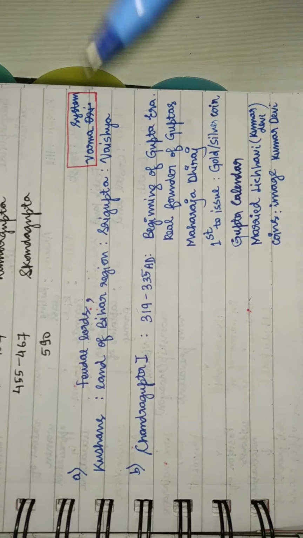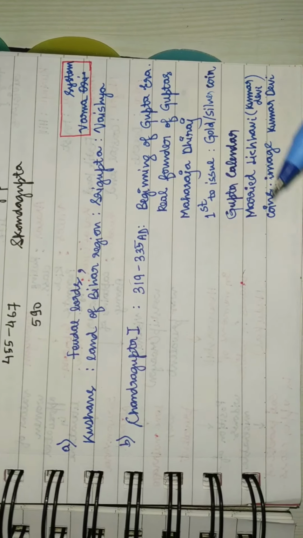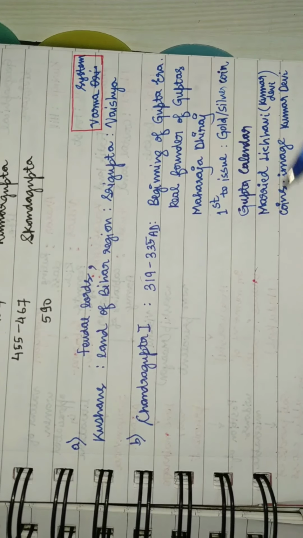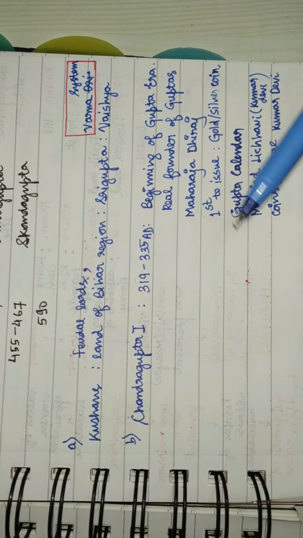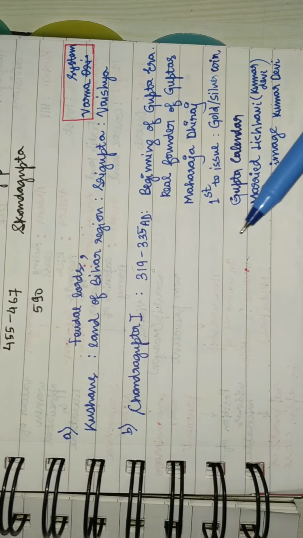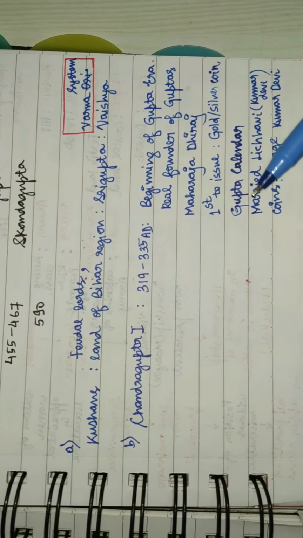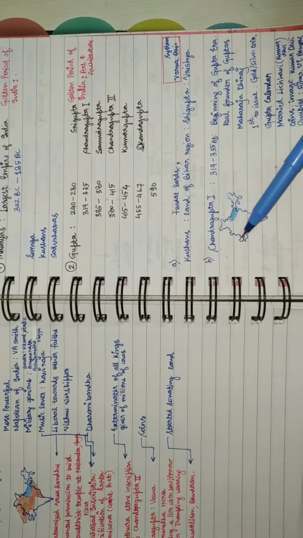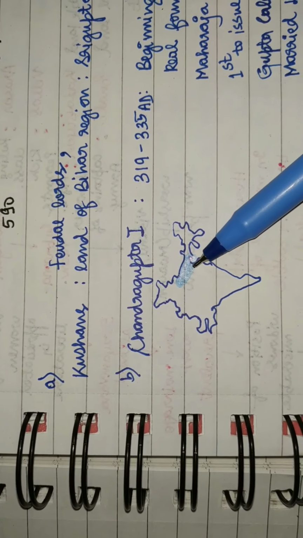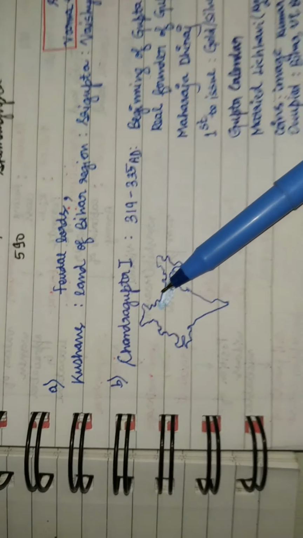Chandragupta I's son from Kumar Devi is Samudragupta, and Samudragupta hence is also known as the Lichavi Dohitra, right? Dohitra means daughter's son, okay? Chandragupta I was the founder of the Gupta calendar, and on the day of his coronation in 319 AD starts the Gupta calendar, right? The region occupied by Chandragupta I was parts of Bengal, Bihar, and eastern Uttar Pradesh, right?